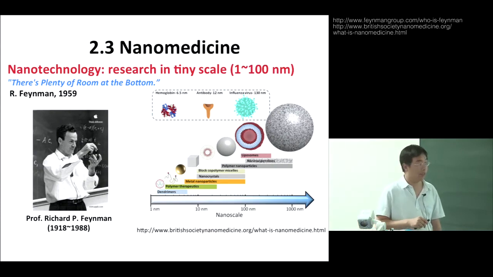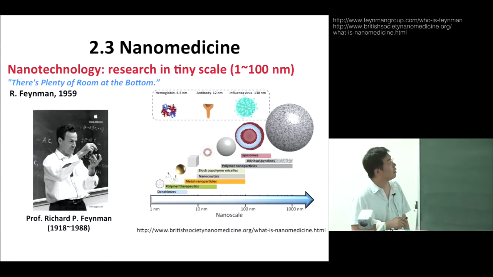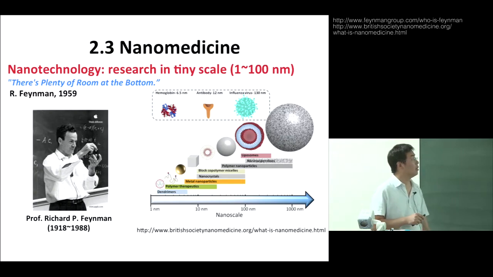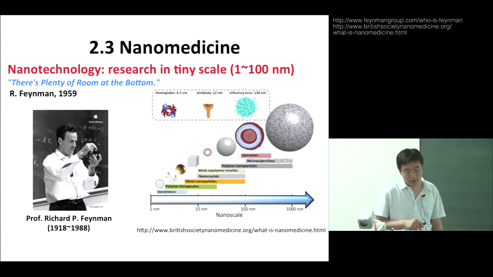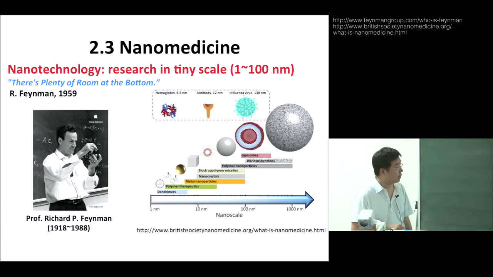So what is nanotechnology? Nanotechnology is research at the nanoscale, from 1 nanometer to 100 nanometers. After that, many people focused on the research of nanotechnology, not only in chemistry, but also in physics and even in medicine. The combination of nanotechnology and medicine generated a new medicinal matter called nanomedicine.